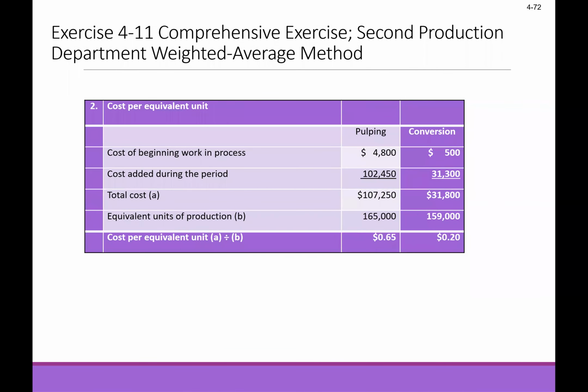The cost per equivalent unit is going to be the beginning work in process plus the cost added during the period. Divide that by the equivalent units of production. For pulping, it's 65 cents per unit. For conversion, it's 20 cents per unit.